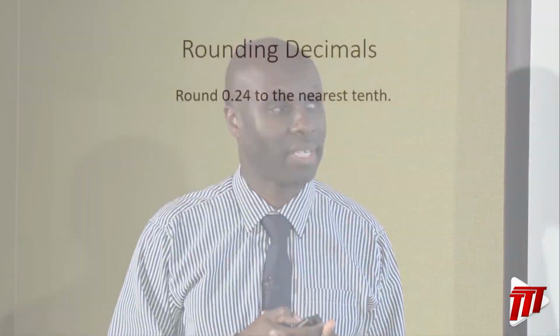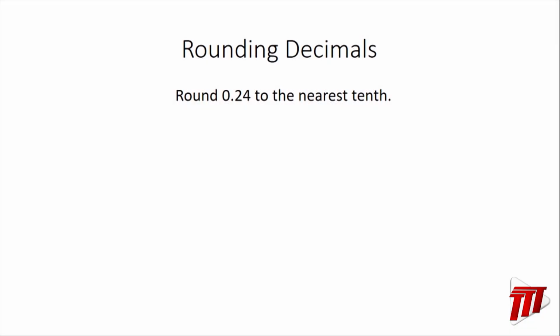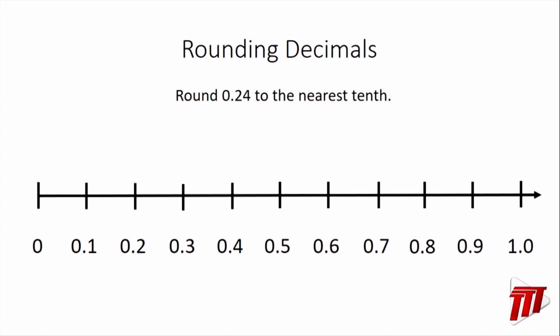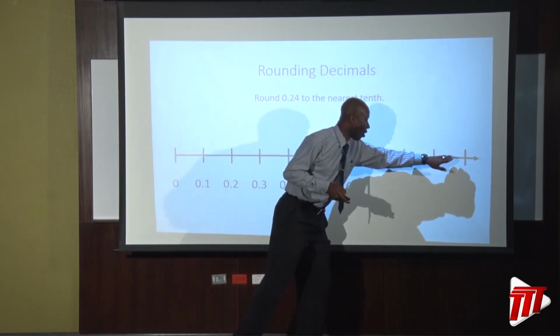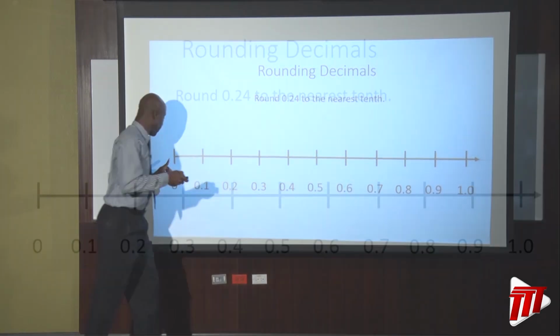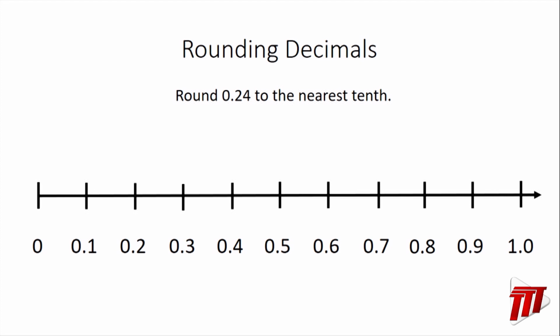In the previous examples, we were rounding to the nearest wholes. Now we have an example where we have to round to the nearest tenth. So imagine a number line. I am focusing on the section between 0 and 1. What we are seeing here is our number line between 0 and 1 being divided into 10 equal parts. So this is 1/10, 2/10, 3/10, all the way up to 10/10, or 1 whole.